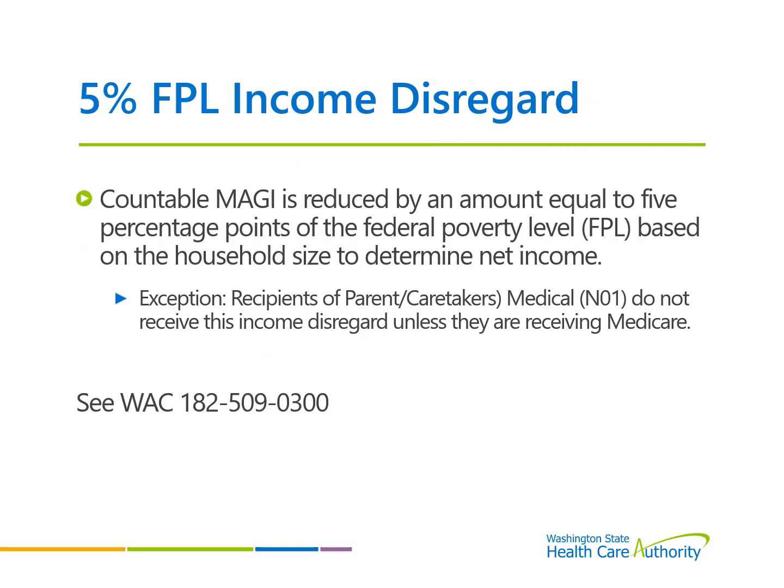5% FPL income disregard. Countable MAGI is reduced by an amount equal to 5 percentage points of the federal poverty level, FPL, based on the household size to determine net income. An exception for recipients of parent caretakers, medical, or NO1 do not receive this income disregard unless they are receiving Medicare. For more information, see WAC 182-509-0300.